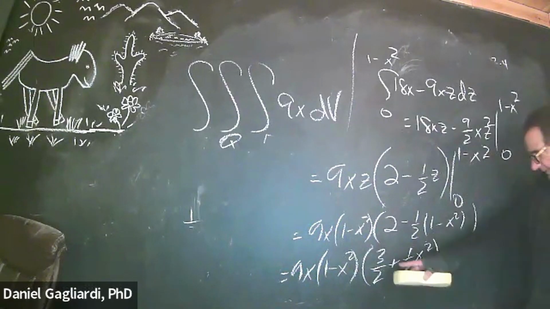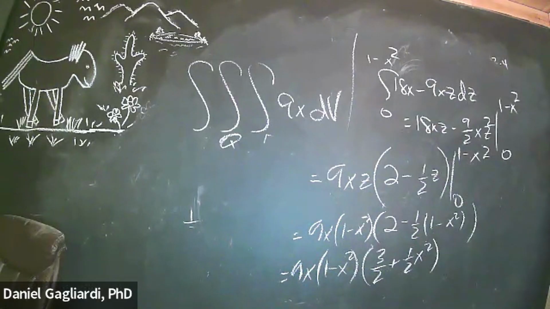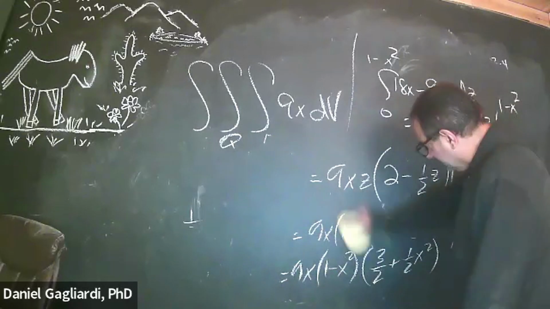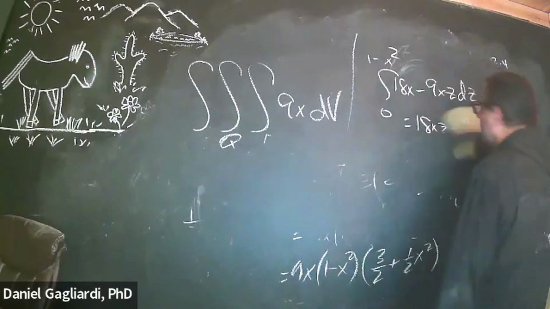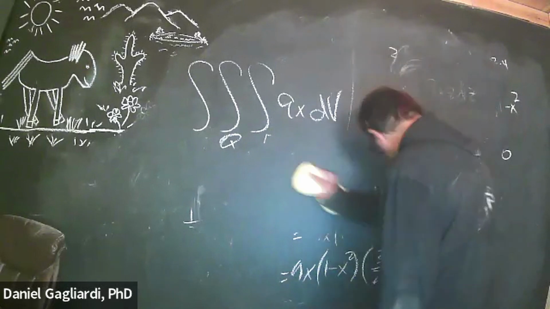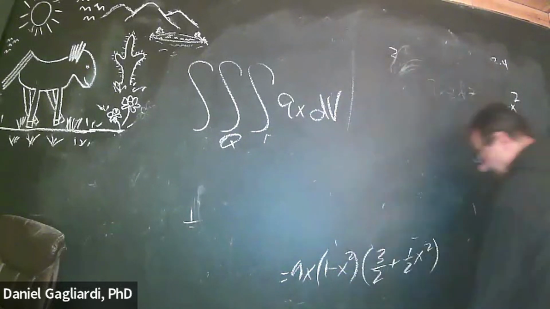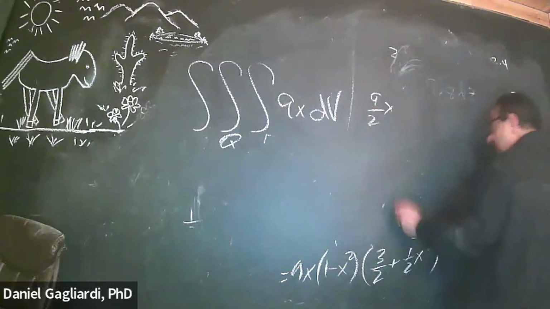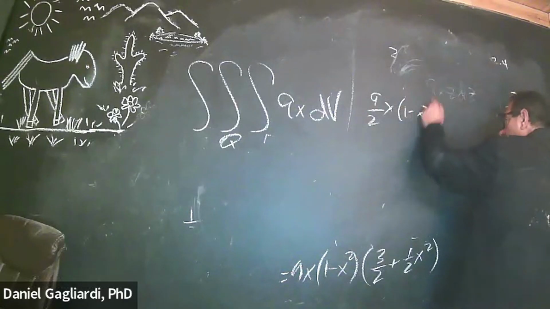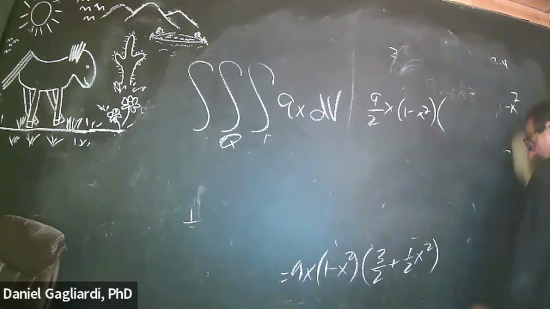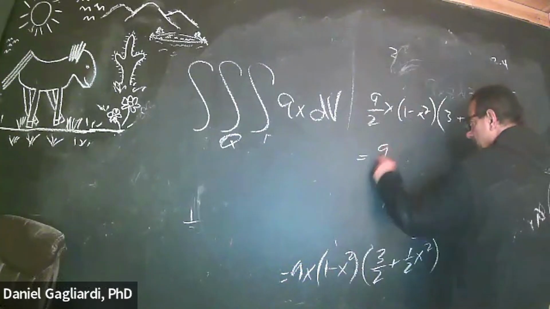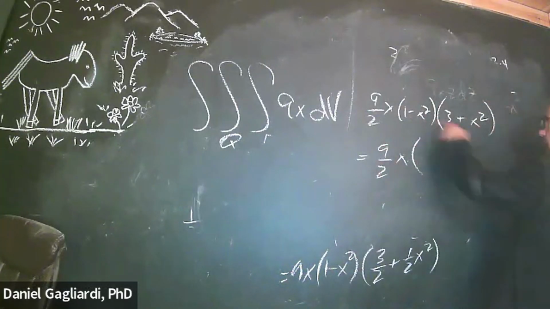Let's factor out a half, so that'll just make it a little bit easier to do the FOILing. If I do that, I have 9 over 2 x, 1 minus x squared, and then inside of this parentheses, I just have 3 plus x squared. So 9 halves x, and then we FOIL this.